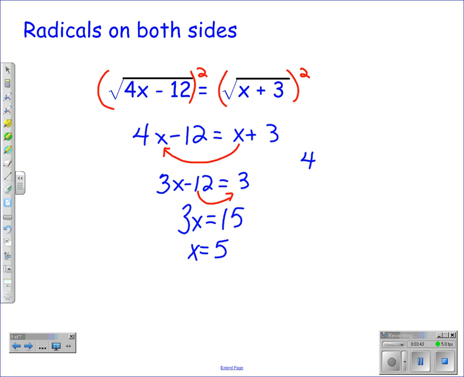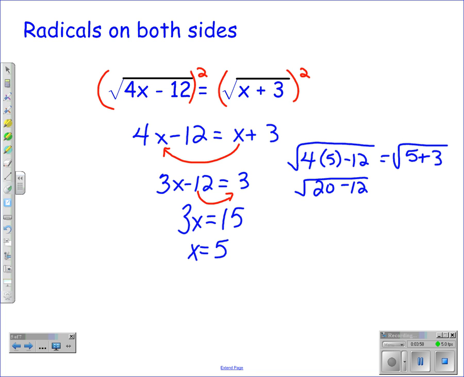When we substitute this back into our equation, we are looking for the answers to be exactly the same on both sides. So underneath the radical, we have 20 minus 12 under our radical. On the right-hand side, we've got the square root of 8. And we know 20 minus 12 is 8. So we have the square root of 8 equals the square root of 8. True statement. Therefore, this is our answer, x equal to 5.